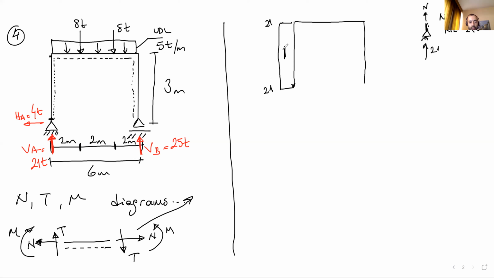By the way, I completely forgot something on the question. Nobody asked me how you calculate this. There is one more loading at this corner. This is 4 ton. That's why this is 4. Now that's correct.